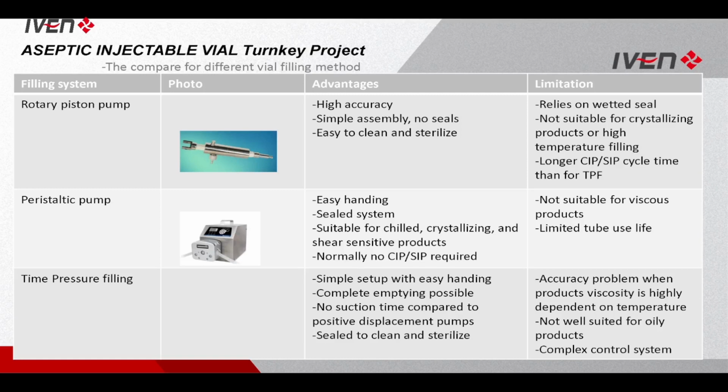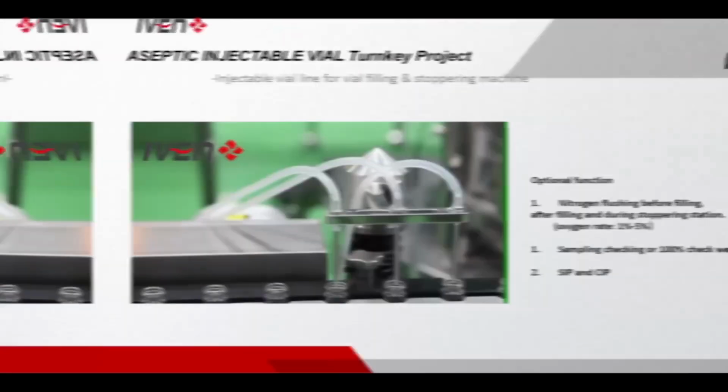Let's take the peristaltic pump as an example. The advantages are easy handling, a sealed system, and suitability for crystallizing and shear sensitive products. Also normally no CIP and SIP are required. But the disadvantage is that it is not suitable for viscous products and the tube has a limited use life.